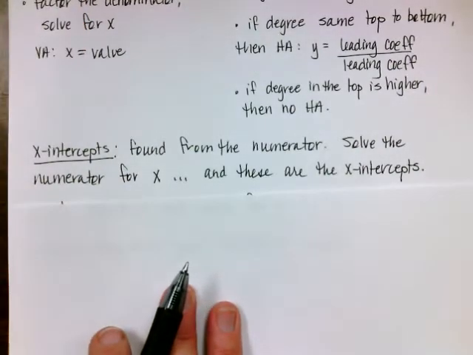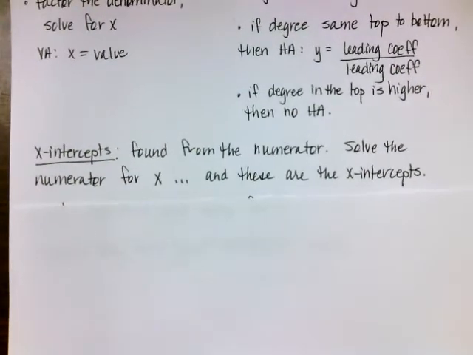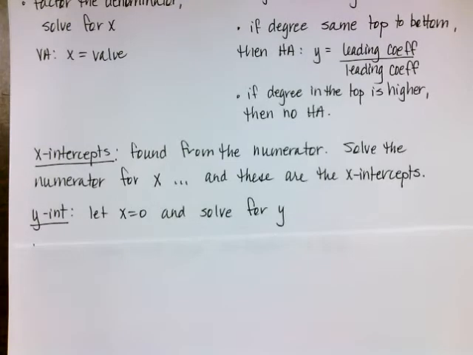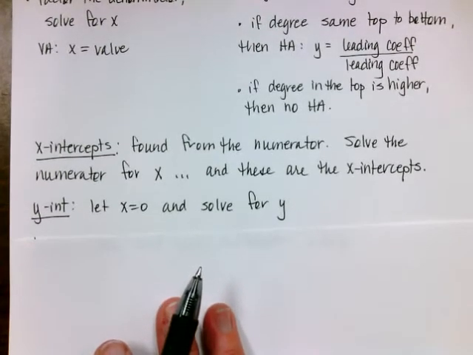Okay, as with all graphs, we often want to label our x-intercepts. The x-intercepts are found in the numerator. We can solve the numerator for x, and then that becomes the ordered pairs for our x-intercepts. Okay, and then my y-intercepts always come from letting x equal 0, and then we solve for y.